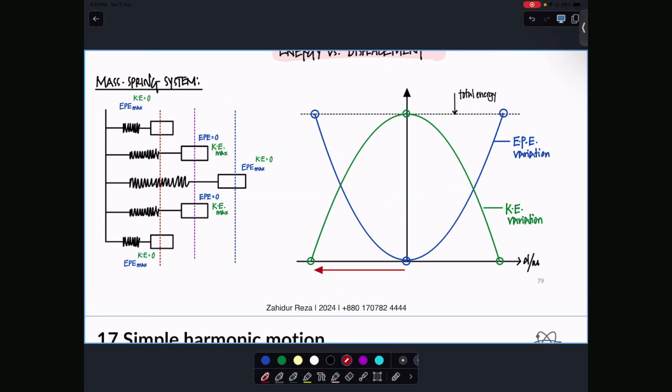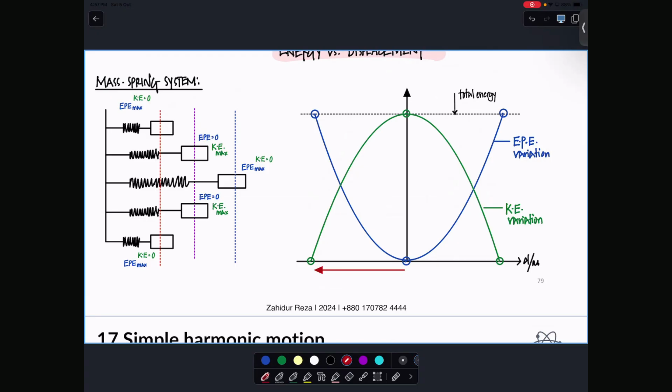It's very easy to understand. Look at this. So this is a spring, this is the mass. This is normal length. If I pull it this way and hold it, what is my EP, the elastic potential energy? It's maximum. But is it moving? No. So what is my K? 0.